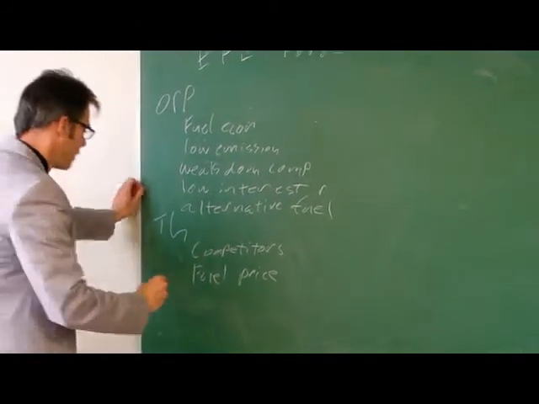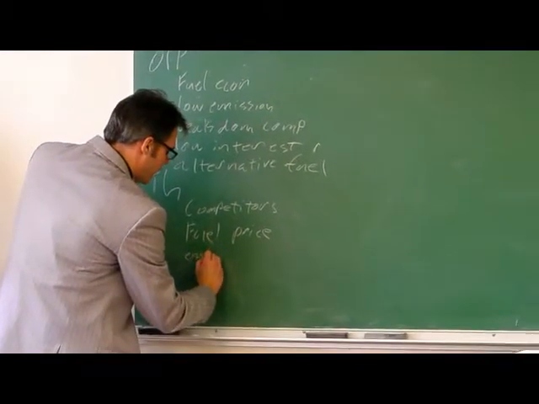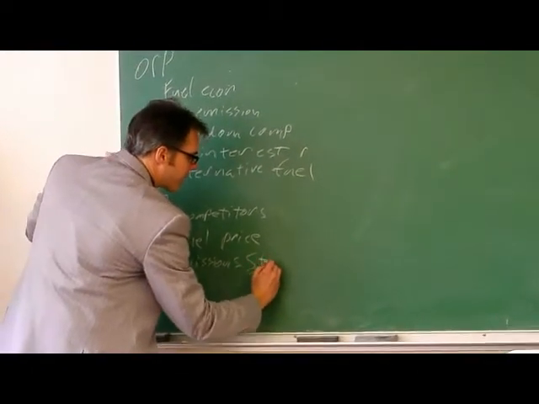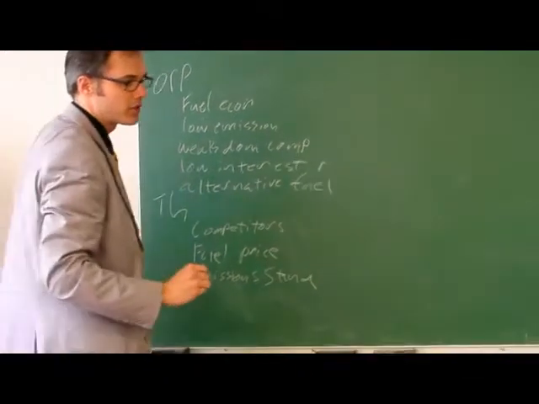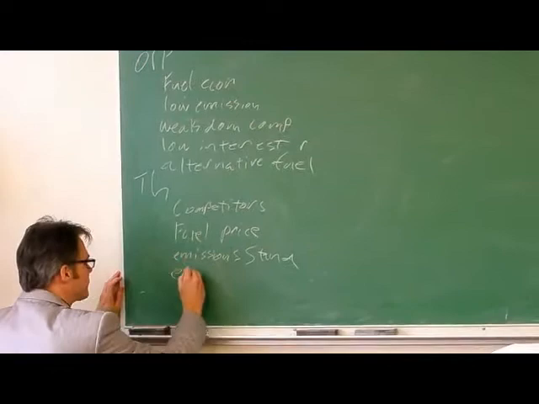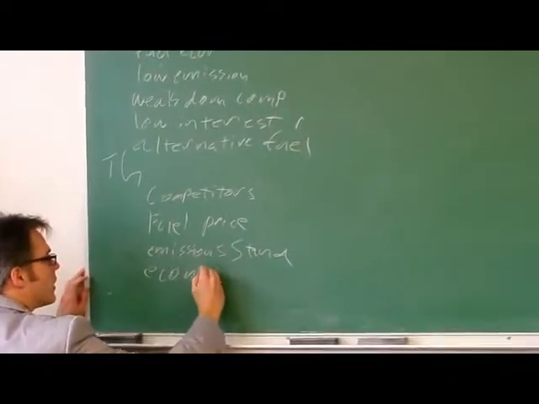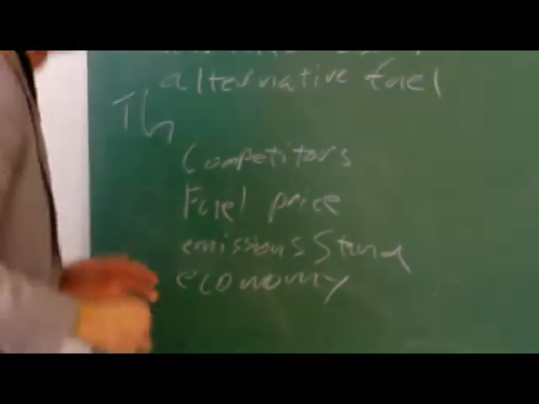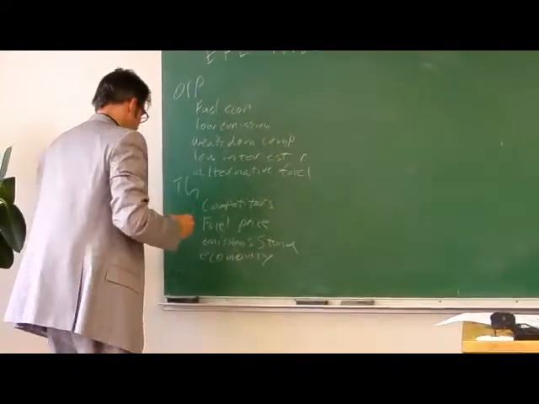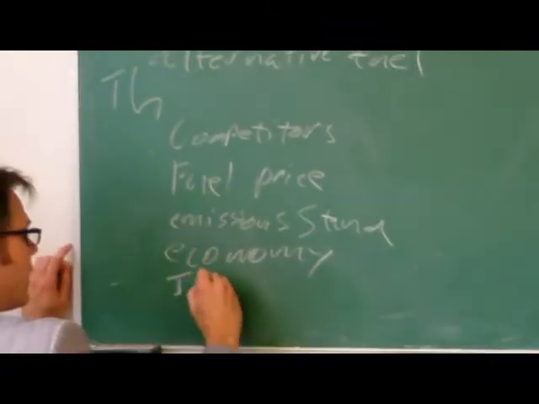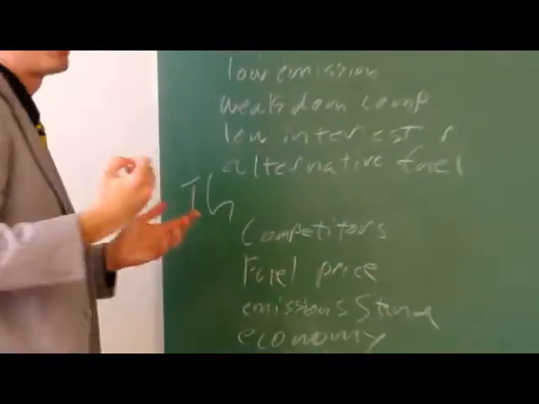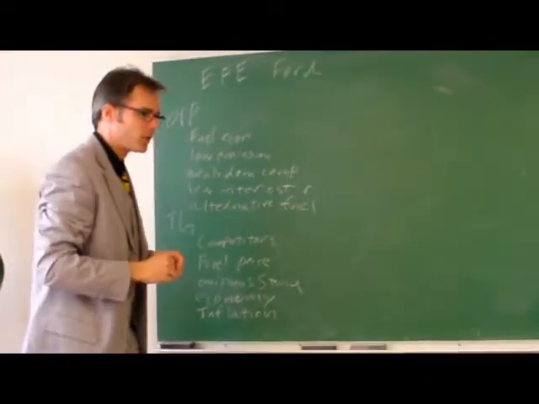Emission standards. And one day they are going to make chalkboards for tall people. Emission standards. Finally, the economy is also a threat. Poor economy means poor auto sales, so that's obviously a threat. And inflation is the last one. Inflation is always a big threat, because with inflation comes increased prices of fuel, food, everything, and you have less money to spend on a new car.